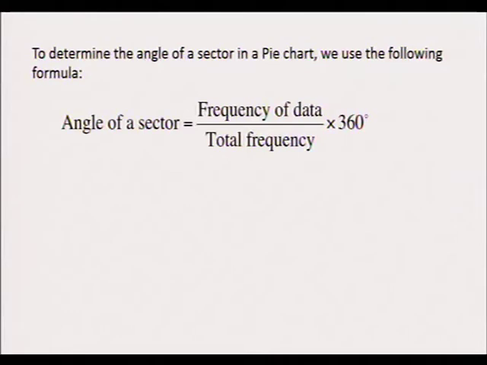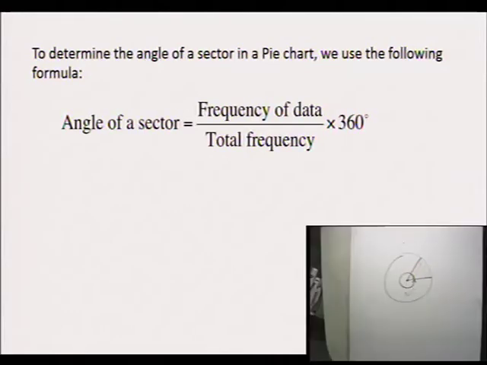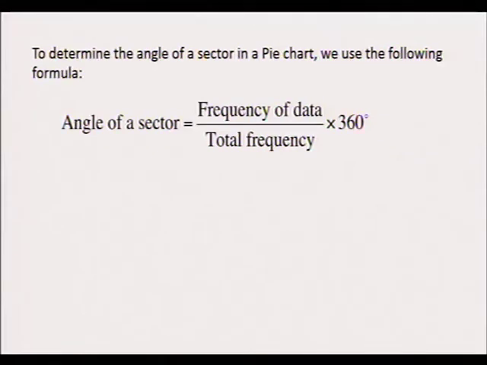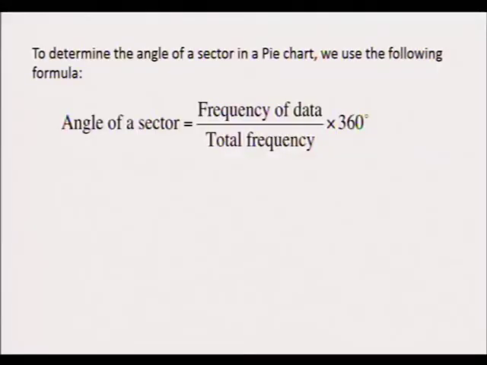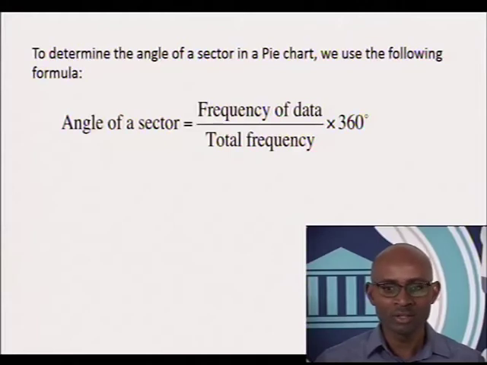For example, remember we said if you have 10 counts, you are considering 10 people, and you want to know, say 6 of these 10 people are children, and you want to know the angle of a sector that should represent these 6 children out of 10, then this is the formula that you use. An angle of a sector is equal to frequency of data over total frequency multiplied by 360.